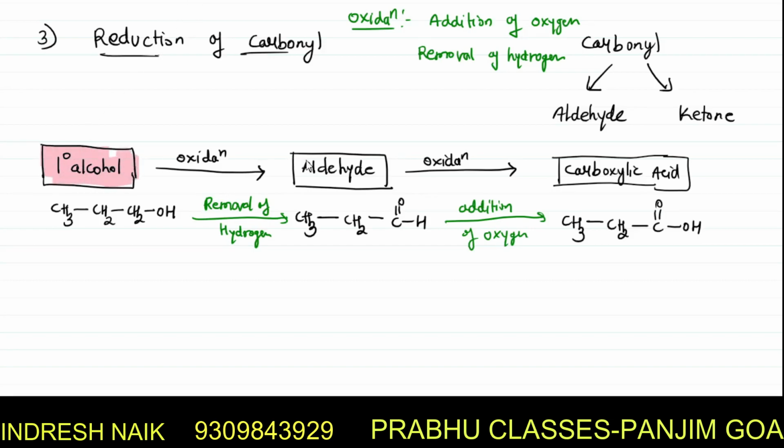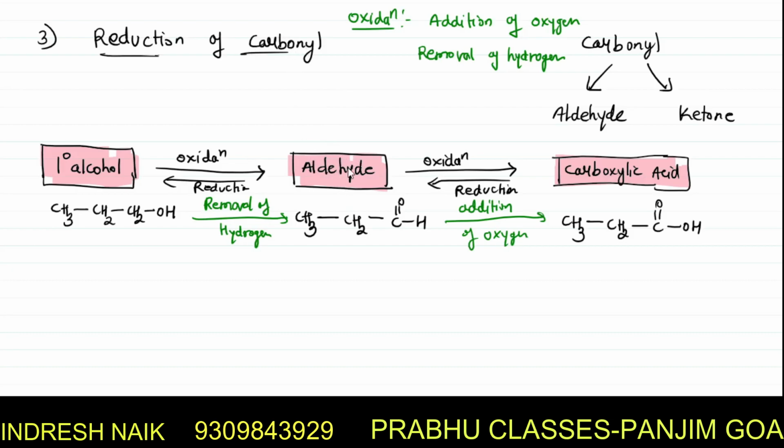Alcohol gets converted to an aldehyde if you do the oxidation, and the aldehyde gets converted to the carboxylic acid. But if you do the opposite, I'm talking of the reduction. If you do the reduction of the carboxylic acid, you will get an aldehyde. And if you do the reduction of the aldehyde, you will get a primary alcohol. Understand this. Now, our topic is the reduction of the aldehyde, the reduction of the carbonyl.